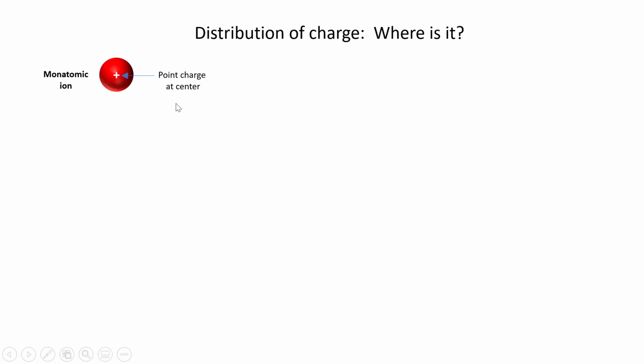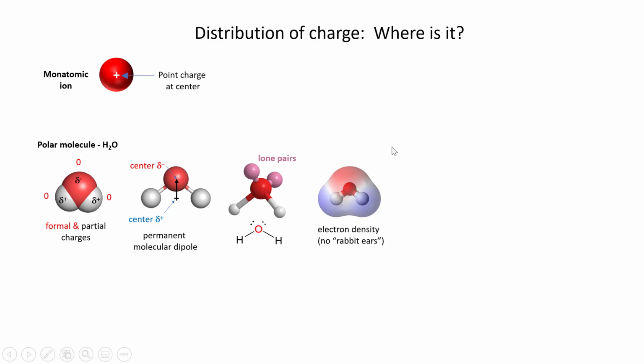First, let's review monatomic ions. For sodium plus, for example, the charge is a full +1 located at the center of the ion because it acts as a point charge. For a polar molecule like water, it's more complicated. Where are the partial charges?